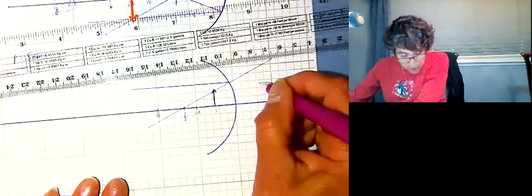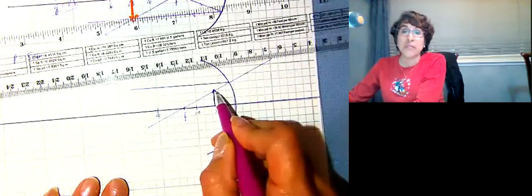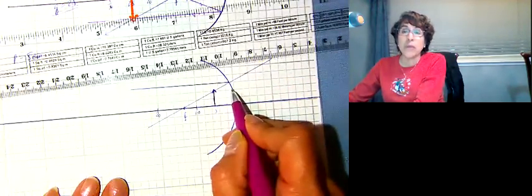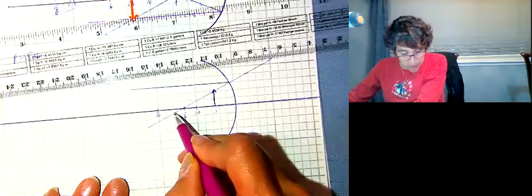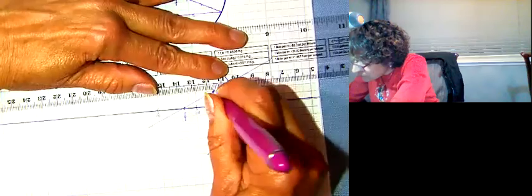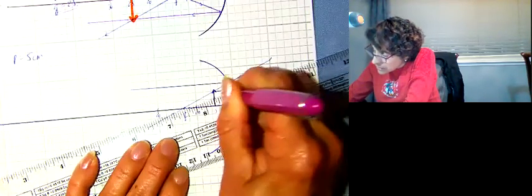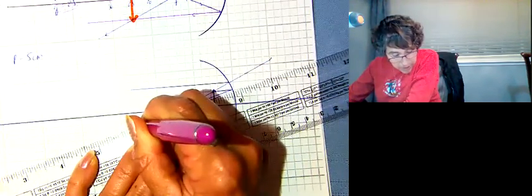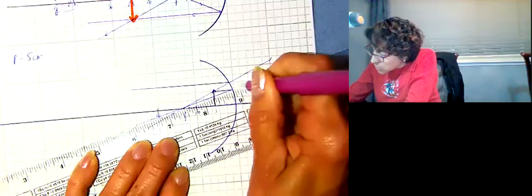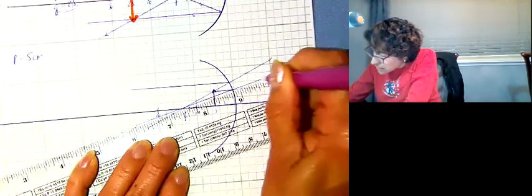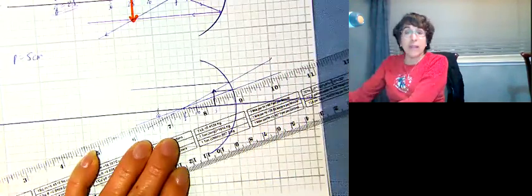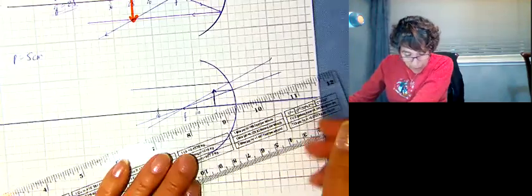That's the first one. Okay, the next one is I'm going to go straight from the top to the mirror and then back through the focal point. So this one goes straight from the top of the object to the mirror, and then from here I have to go through the focal point. That gets interesting. And then I can extend that one on this side. All right, so that's the other one.